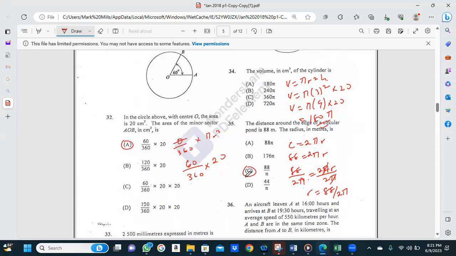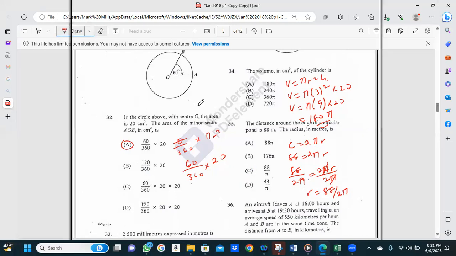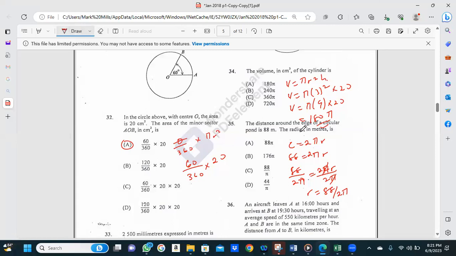No, not C. Hold on, cancel out something: 88 by 2, so you have 44 over pi. The 8 cancels out with the 88, right? So it's 44 over pi. We divide both sides by 2, the top and the bottom, right? You get that? Because you look at the options, you have to be careful.